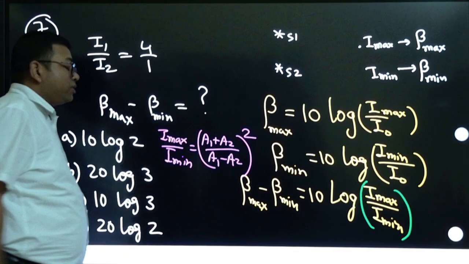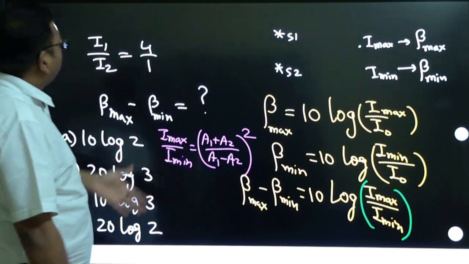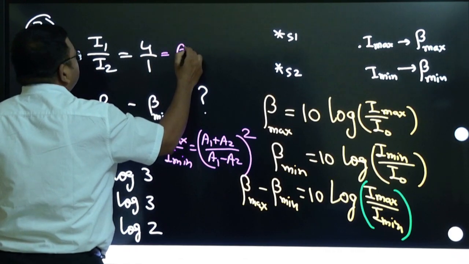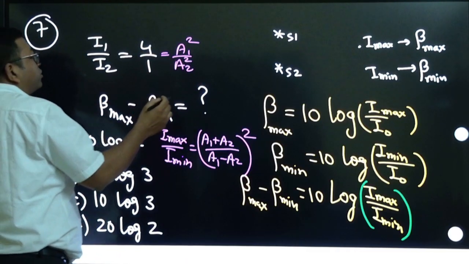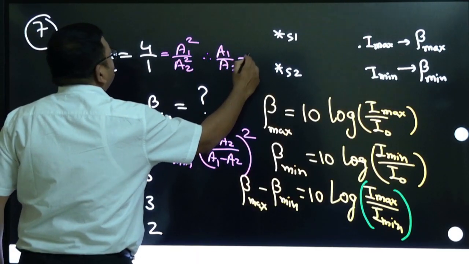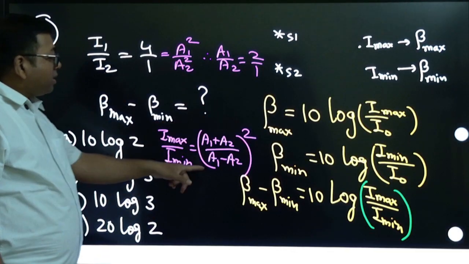We have done questions on this. So A1, A2 you need to calculate. Do that, because intensity is amplitude square, right? This is A1 square by A2 square. So take square root, so you will get A1 by A2. So A1 by A2 you got as 2 by 1. So one you can take 2, another you can take 1 and substitute here.